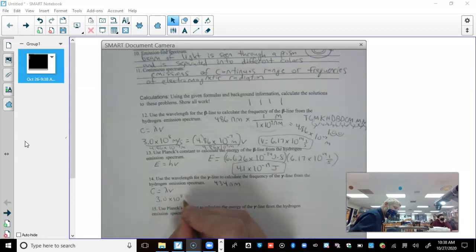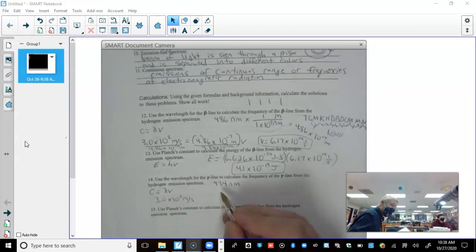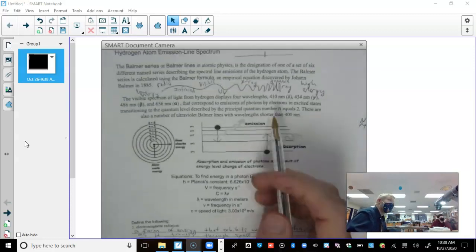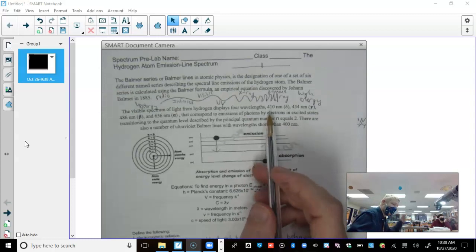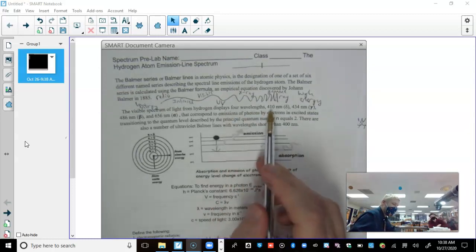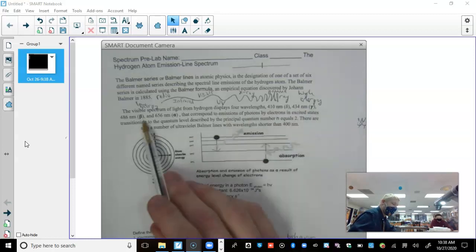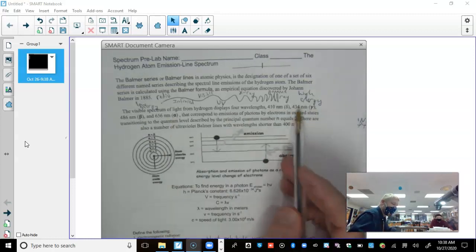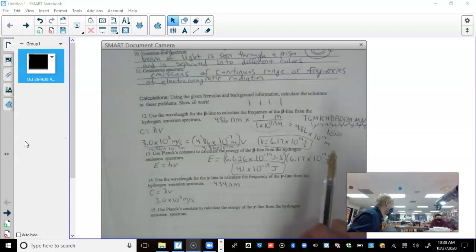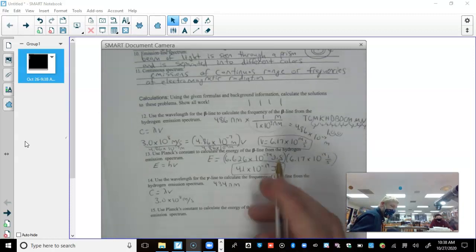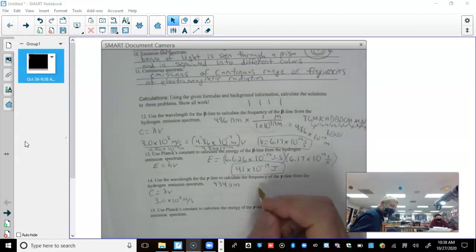Wait, so how'd you get 434 nanometers? 434 is at the very beginning of the page, or if you scroll to the top, we got the 4 wavelengths for delta, gamma, beta, and alpha. 434. Yep. Otherwise, we wouldn't be able to do the problem. 434 is another violet hue.